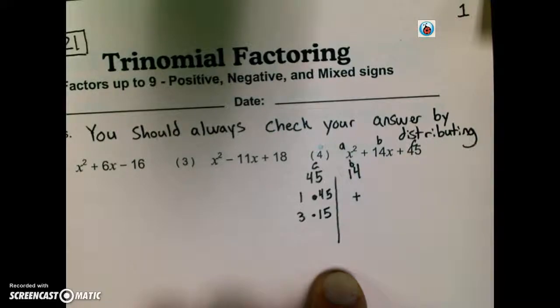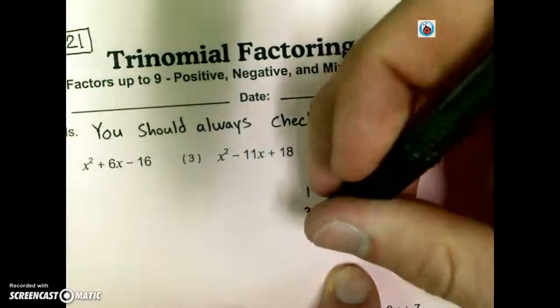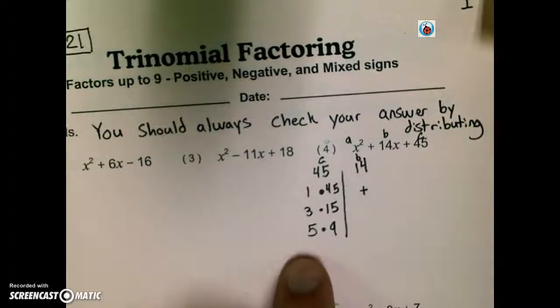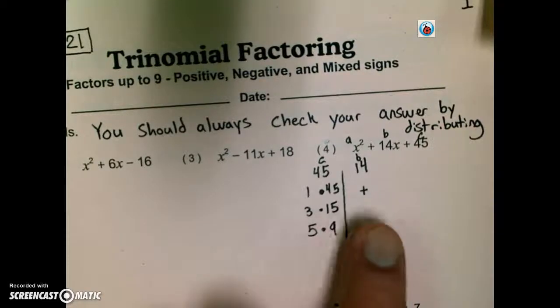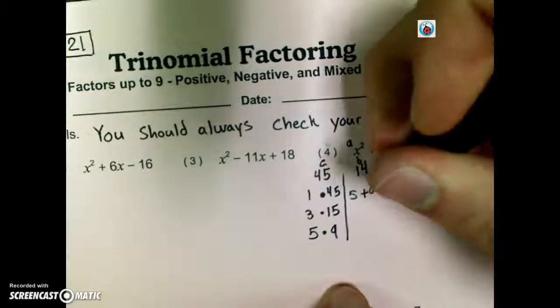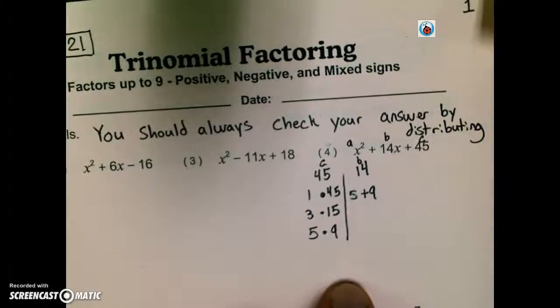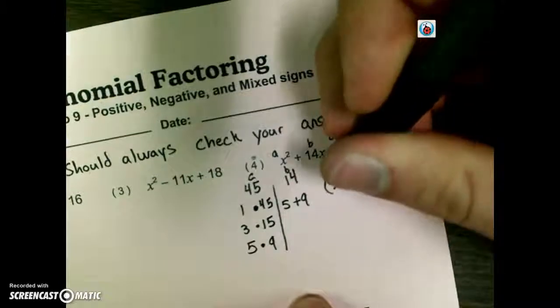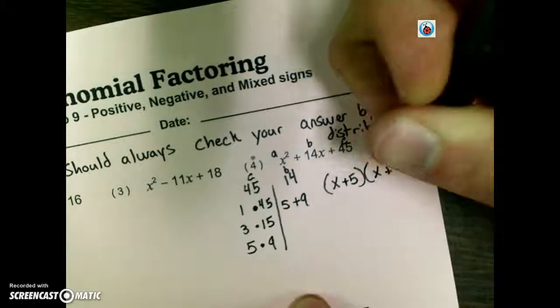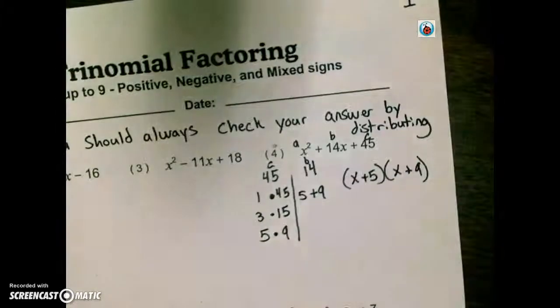I think maybe about a 4. So we know 4 doesn't go into it. What about a 5? 5 times 9. And then that might be the combination I need. It is, right? Because 5 plus 9 also gives me my 14. So we'll write our answer like this. Right, that'll be our answer.